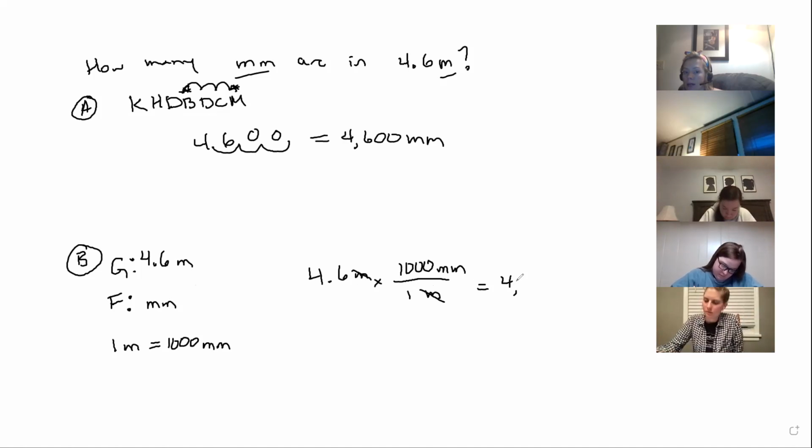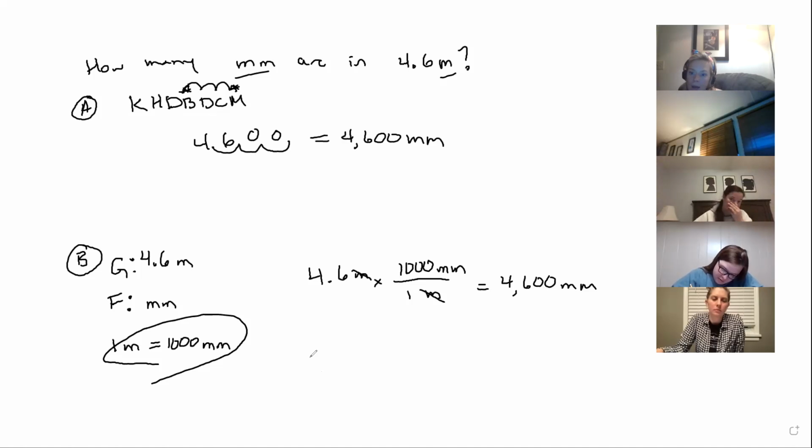Hey, surprise, surprise, you get the same answer. It's just two different ways to solve it. This way for me is much faster. So you'll see me hop a lot back and forth, just because I'd rather move the decimal 3 places than have to write all this out and remember the conversion factor specifically for that. It's up to you. You can solve it either way, A or B for those.